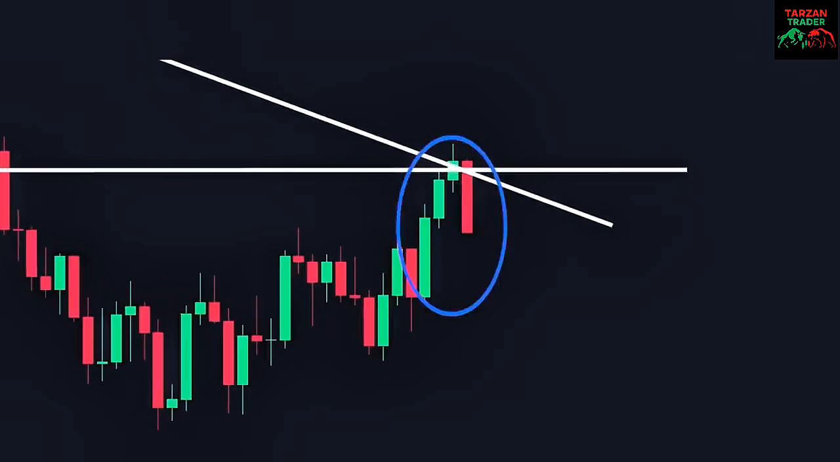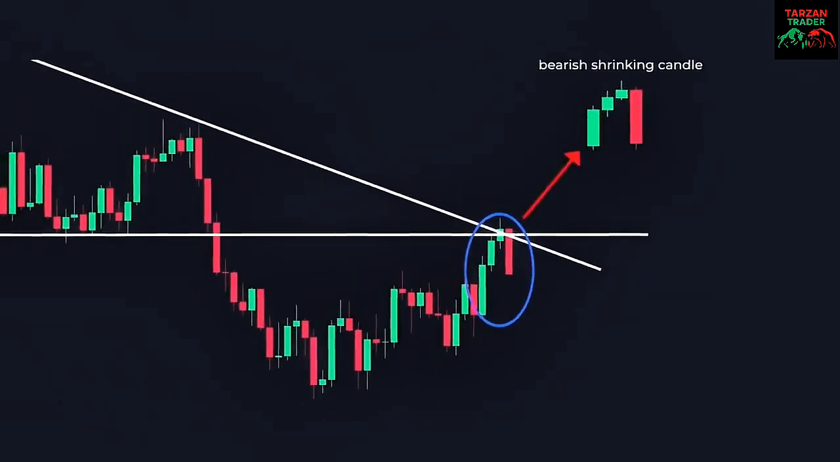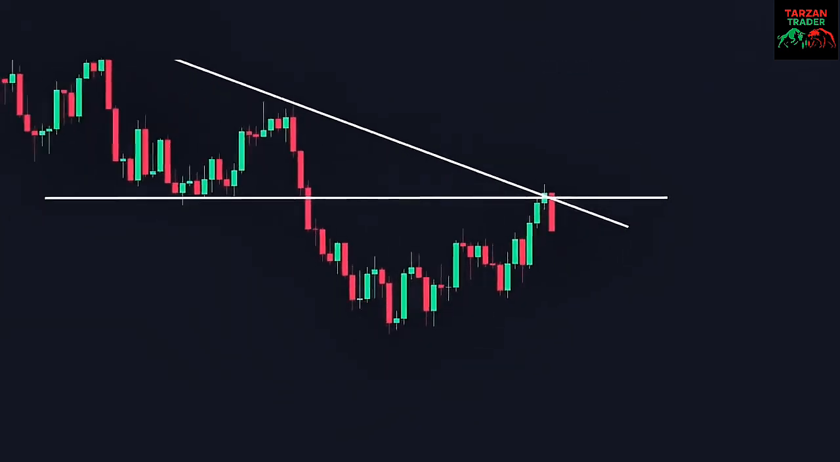together. When price reaches this confluence zone, we see 3 green candles each getting progressively smaller, followed by a large red candle. This shrinking candle pattern shows that buying pressure was fading as price approached our confluence level, giving sellers the perfect opportunity to take control. This setup provides an excellent short entry opportunity.